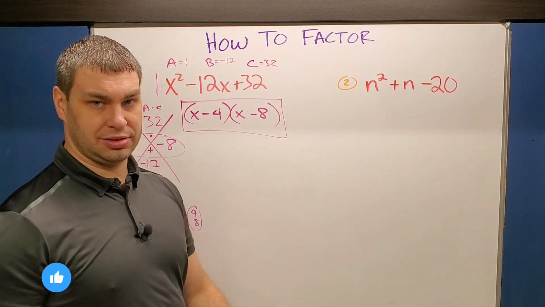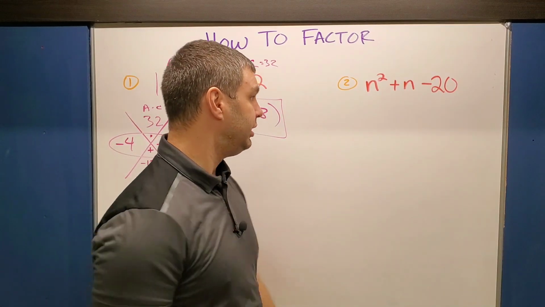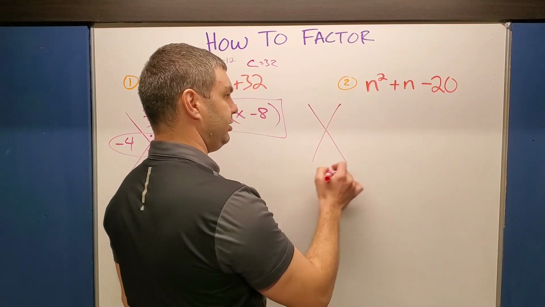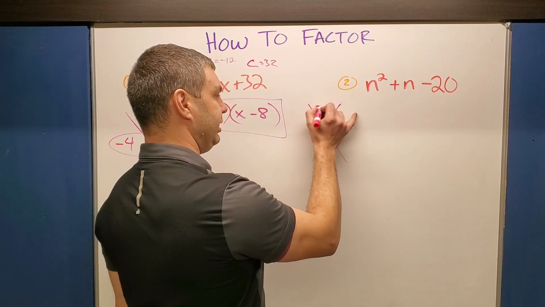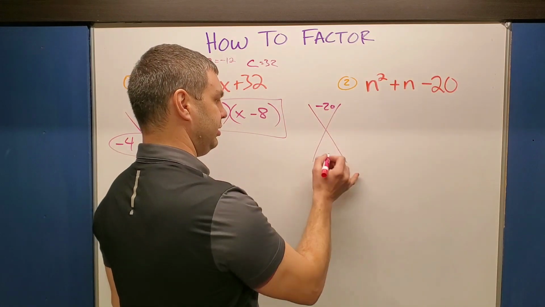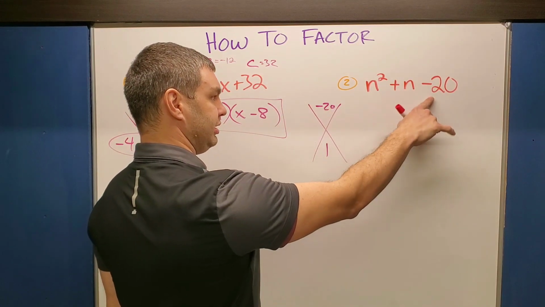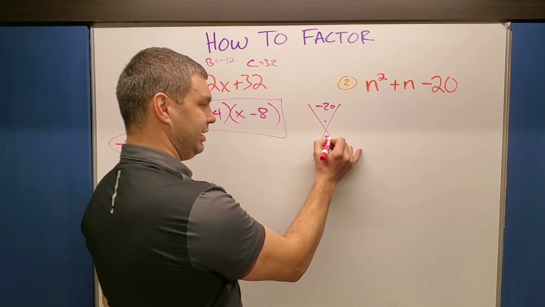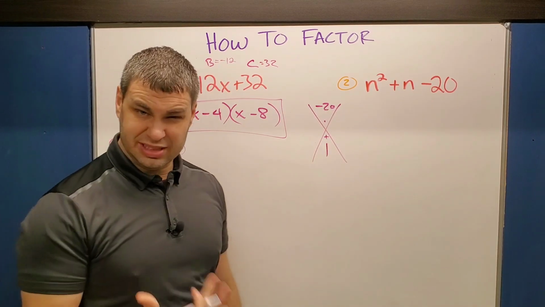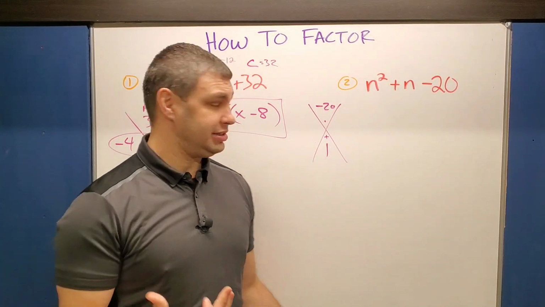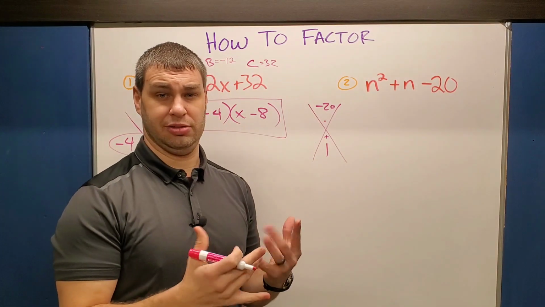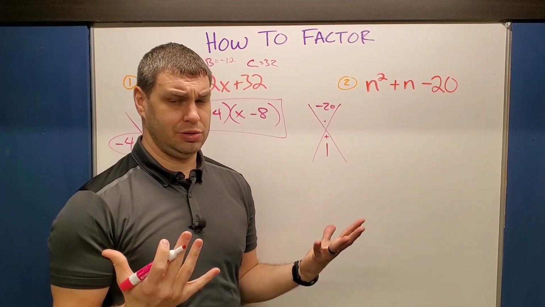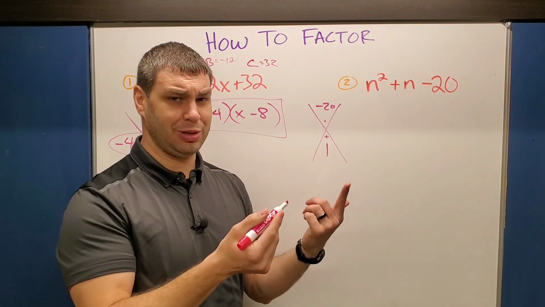Let's try a little bit faster now with the number 2. And again, I'm going to use my graphic organizer. 1 times negative 20 on top. 1 on the bottom, using just the numbers in front. If they don't have any, it's a 1. What two numbers multiply to be negative 20 and add to be 1? With ones, it can be a little tricky, but one thing that you know is that those two numbers have to be just 1 apart from each other. So what two numbers that are 1 apart from each other multiply to be 20?